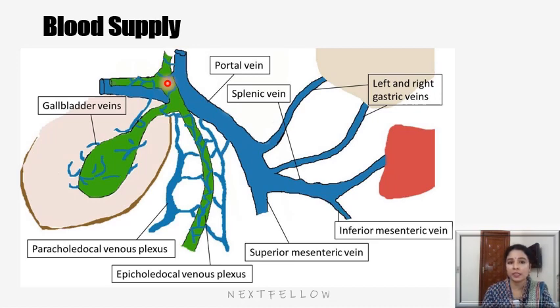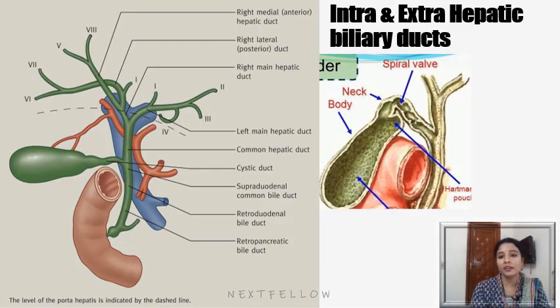So I'll just repeat again. First, the cystic veins from the plexus around the gallbladder drain into the portal vein. The portal vein forms the hepatic sinusoids. The hepatic sinusoids drain into central veins. The central veins join to form hepatic veins, and the hepatic veins drain into the inferior vena cava. So that was about the gallbladder.